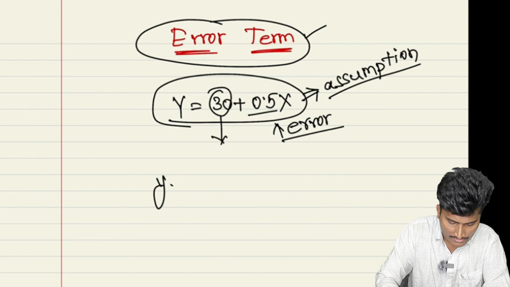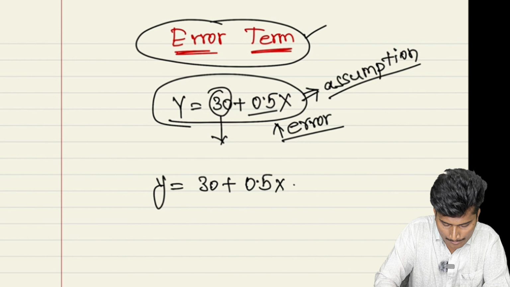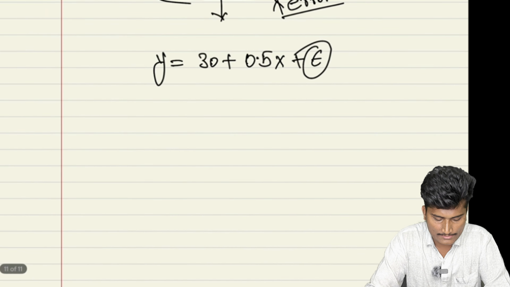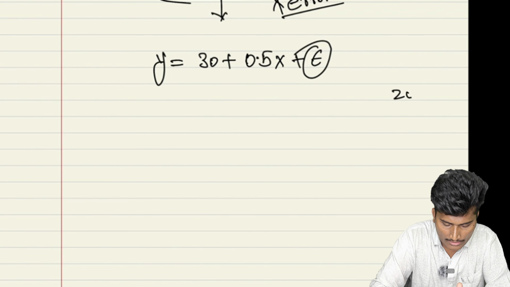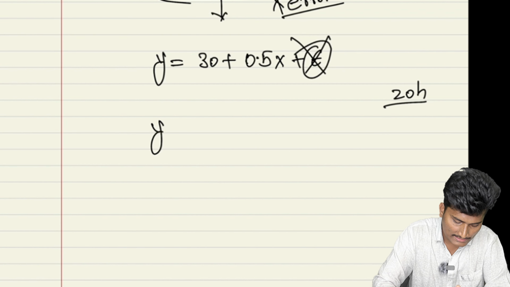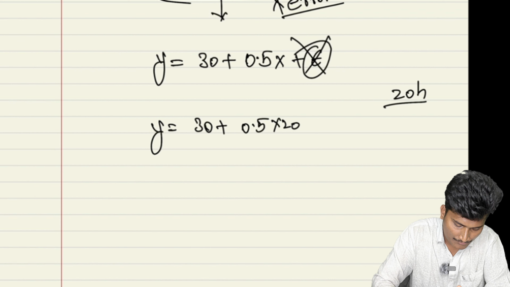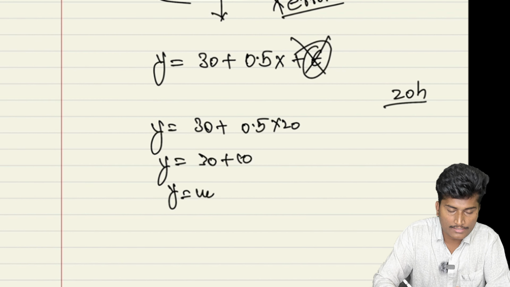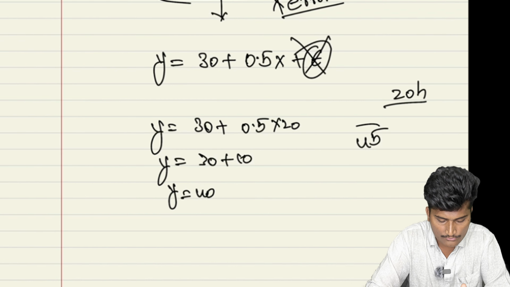Error term. Now the equation will be y is equal to 30 plus 0.5 x plus error term. Why do we account for this? Because maybe you studied for only 20 hours. Before this error term, your predicted marks was y is equal to 30 plus 0.5 into 20, y is equal to 30 plus 10, y is equal to 40. What if you got 45? What if your marks was 45?